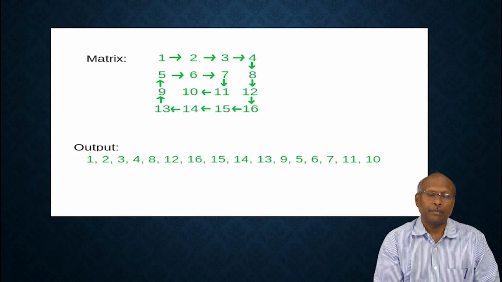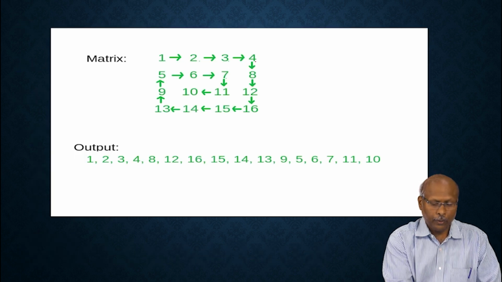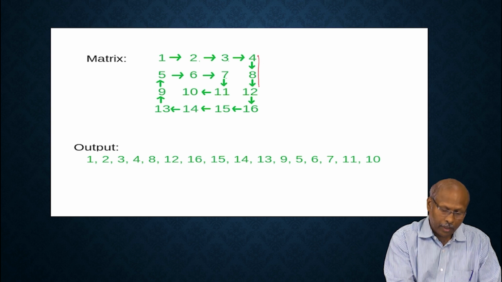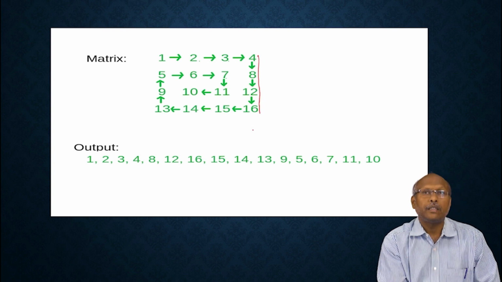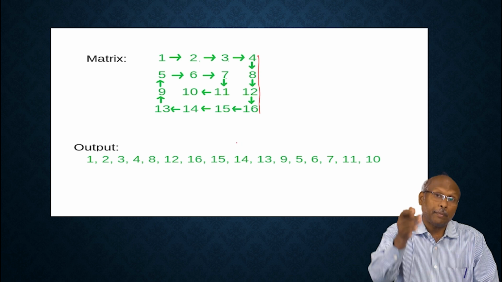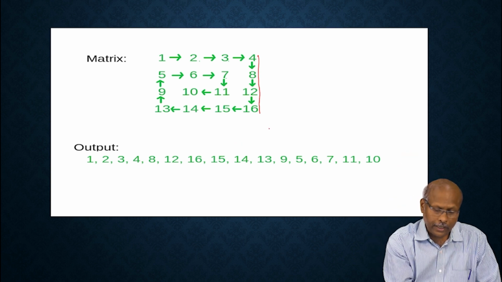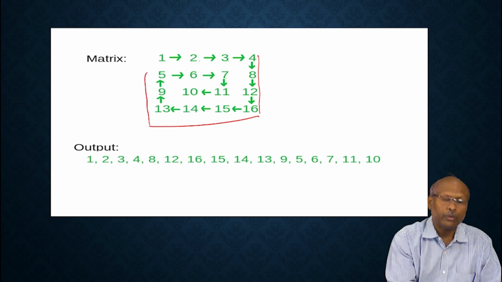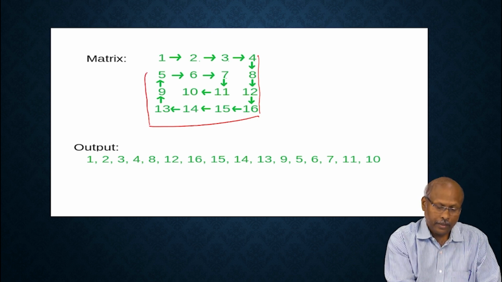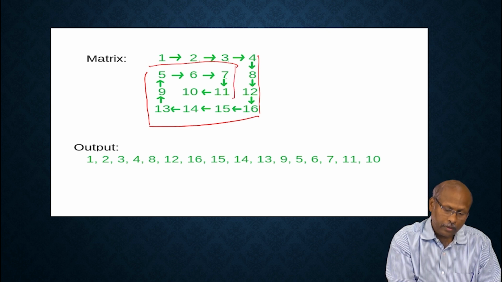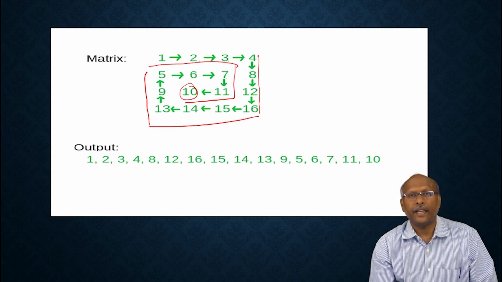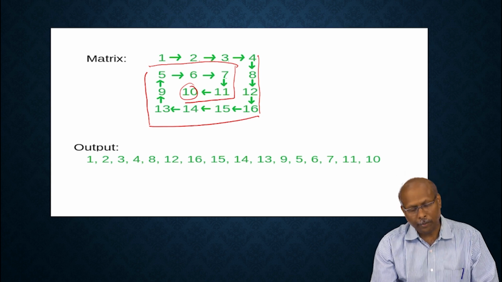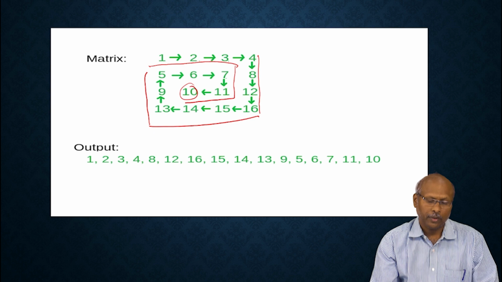If you can see the diagram here. 1, 2, 3, 4. Then it has come down 8, 12 and 16. That means after printing this last column, it has to go to the last row. Then again it has to go to the first column. Then again it has to go to the second row. Then it has to come down. Then it has to stop here. Of course, the matrix can be any dimension. There is no restriction. It can be a square matrix or it can be a non-square matrix also.